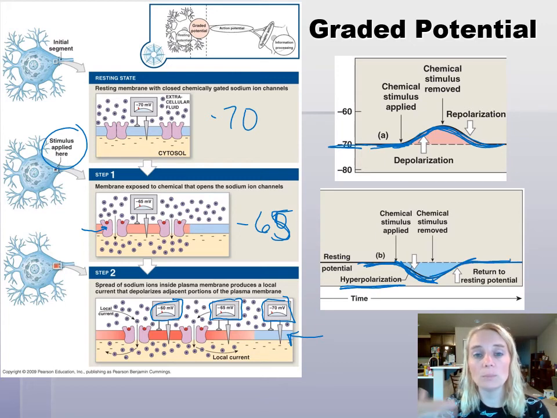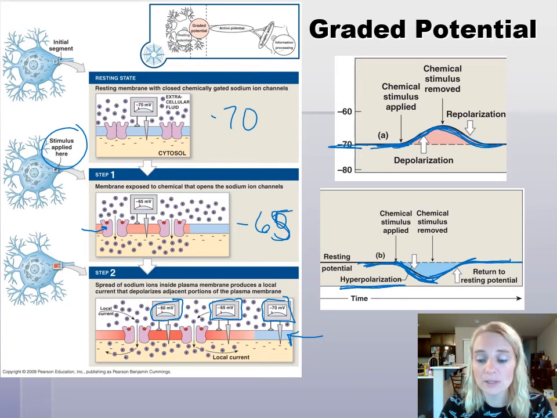Okay? So in both situations, we have a change in transmembrane potential due to the arrival of a chemical stimulus. Once the chemical stimulus is removed, the membrane goes back to resting potential. Now you might be asking yourself, well, what's the point? Like, why even have a graded potential if they're not doing anything? They just change for a little bit and they go back.